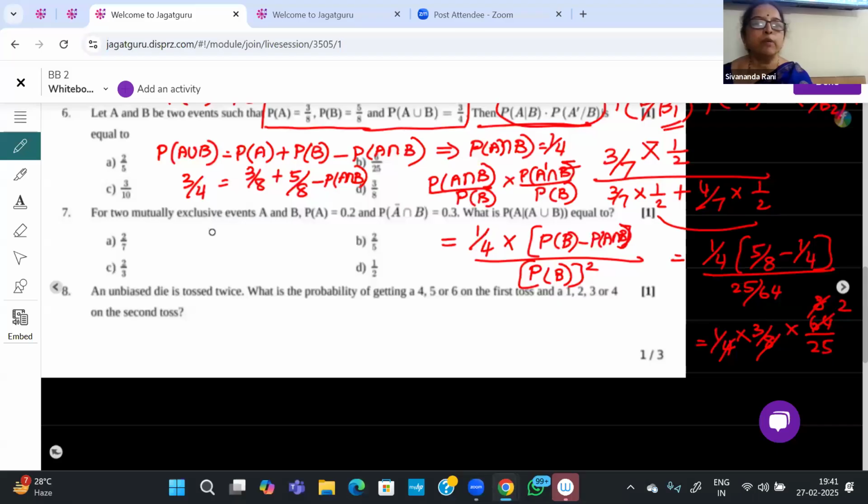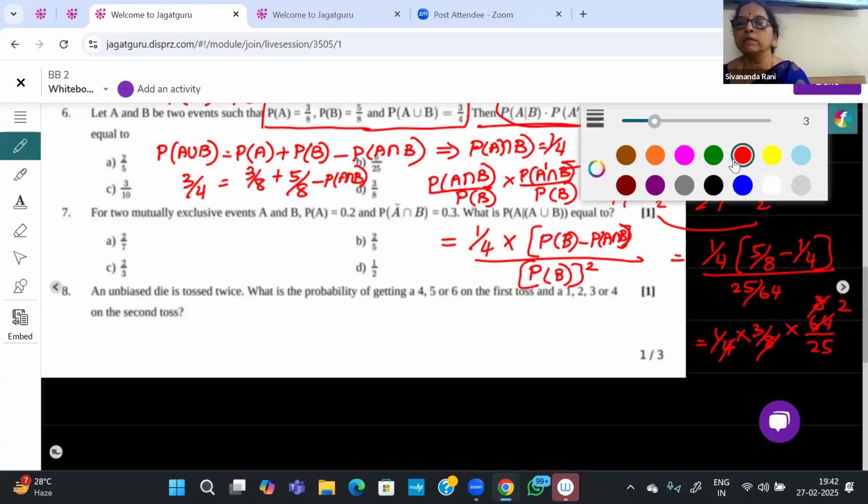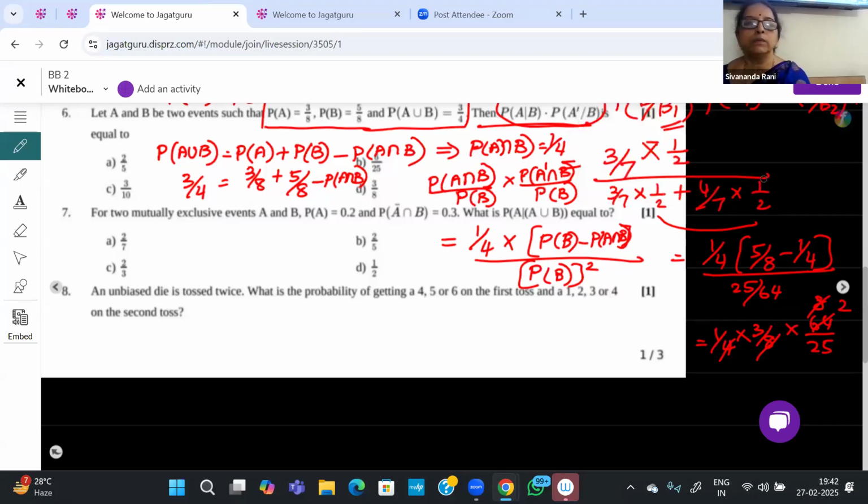Seventh one. For two mutually exclusive events A and B, P of A is this much. P of A bar intersection B is this much. What is P of A given A union B? Come on, do that. Okay, what is he asking? So let us prepare ourselves for that. P of A given A union B.